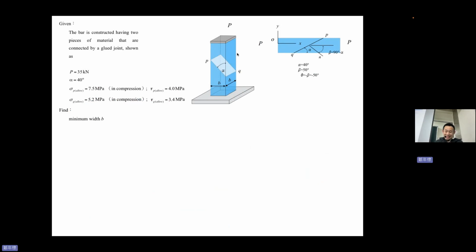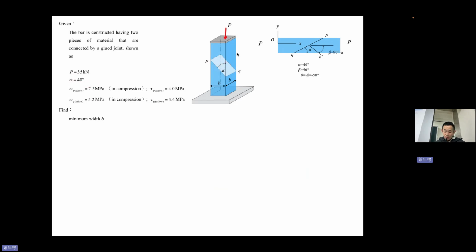Next one. The bar is connected by glue. Glue means 胶水. The P downward, still compression. The bar is constructed of two parts. The two parts are connected by a glue joint. You can imagine that this is two pieces stuck together. P is 35 kN. Alpha, this one is 40 degrees.